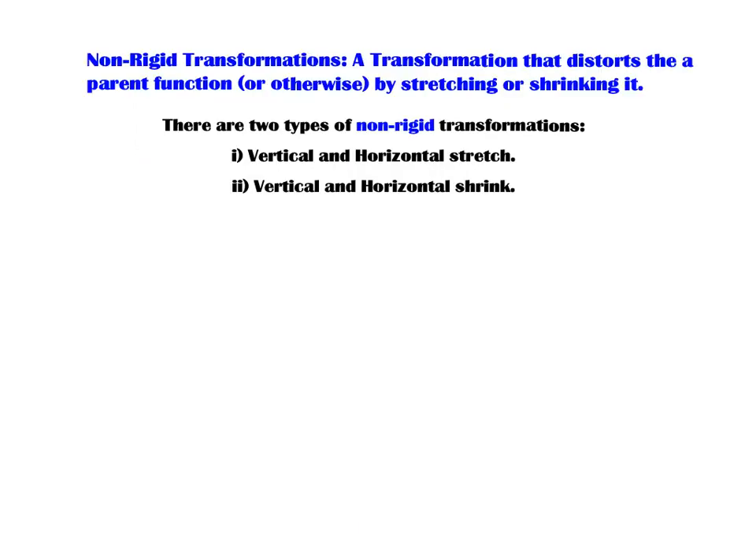Okay, so here we have the definition of a non-rigid transformation, which is a transformation that distorts the parent function, or otherwise, possibly not one of these parent functions, maybe a generic function, by stretching it or shrinking it. And there are 2 types of non-rigid transformations, vertical and horizontal stretches, as well as vertical and horizontal shrinks. We've got a number of graphs that I'd like to go over on the next slide.